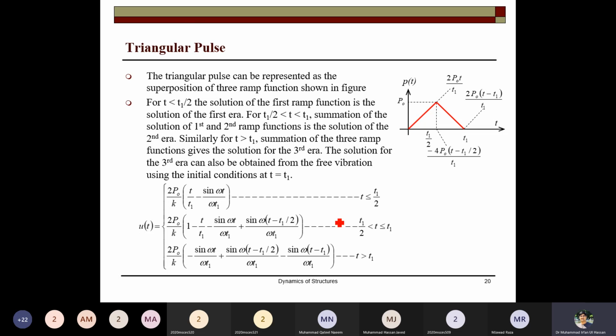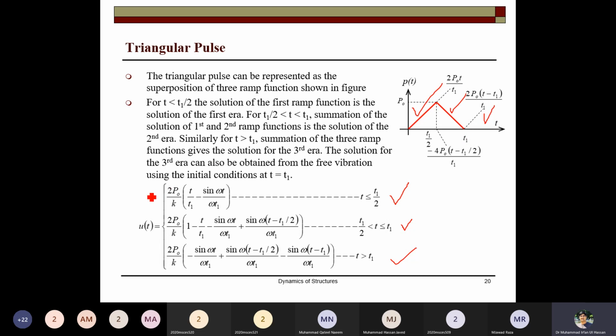This is the response of the triangular pulse. A triangular pulse can be represented as the superposition of three ramp functions: the first function, the second function, and this function. The first function is when t is less than t1 by 2, the second when t is t1 by 2 to t1, and the third when t is larger than t1. Initially it starts with 0 when t is less than t1 by 2, and again the function is the same but starts at t1.